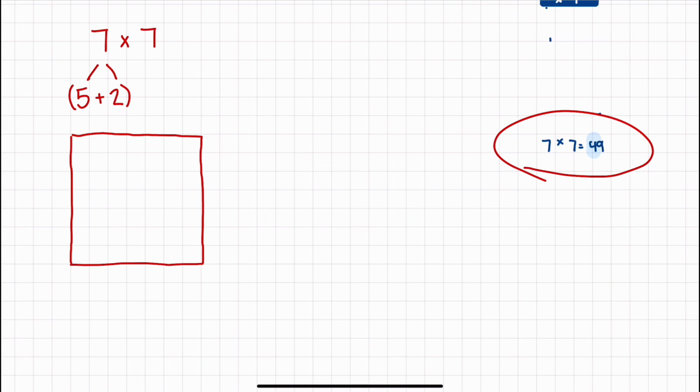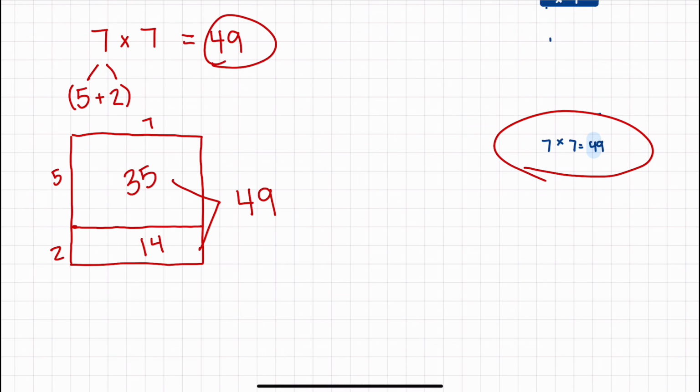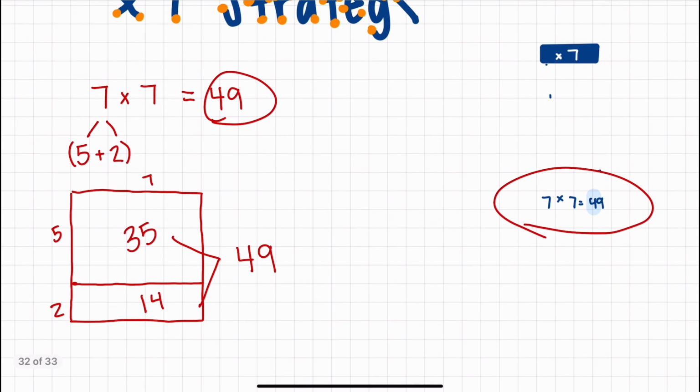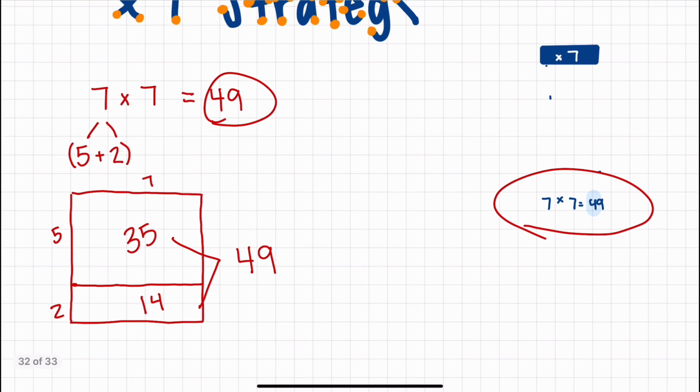What we're going to do now is we're going to show the distributive property on our area model. So first, I could do 5 groups of 7, which we learned with our 5 strategies would be 35, and 2 groups of 7. When we double 7, we get 14. So when I add 35 and 14, I'm going to get a total of 49. So our strategy for our 7s is to simply decompose it into the foundational facts of 5 and 2.